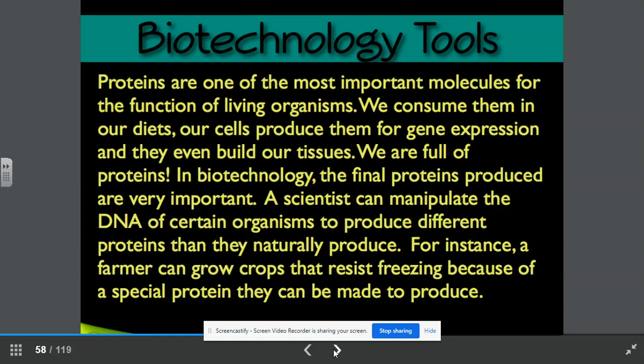In biotechnology, the final proteins produced are very important. A scientist can manipulate the DNA of certain organisms to produce different proteins than they naturally would have produced. For instance, a farmer can grow crops that resist freezing because of a special protein they can be made to produce. So complete the column for proteins on page 12.